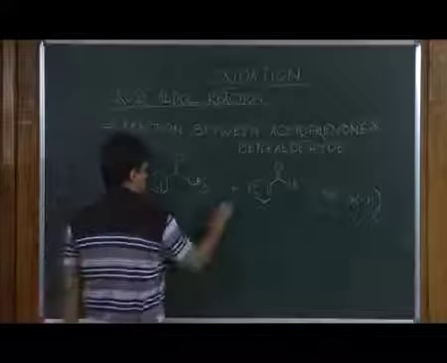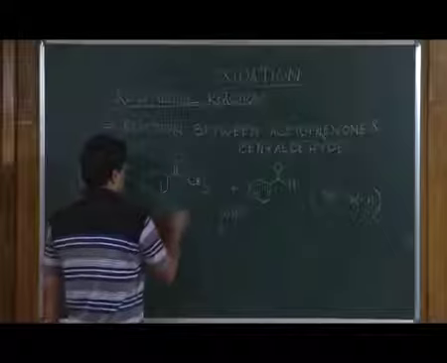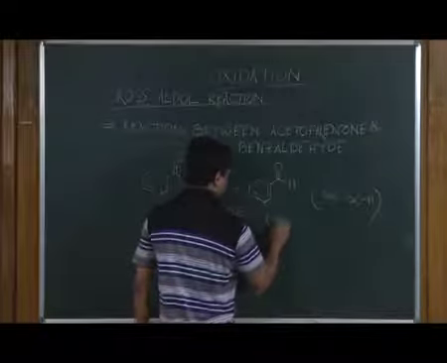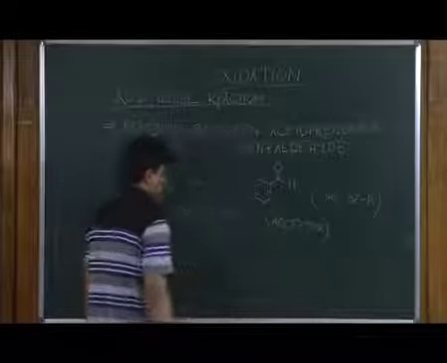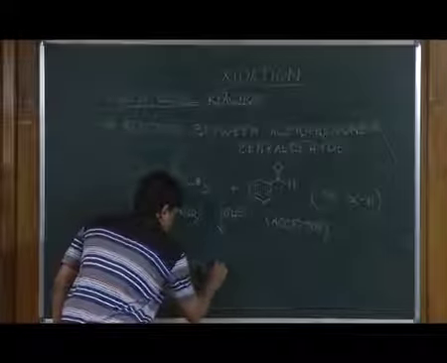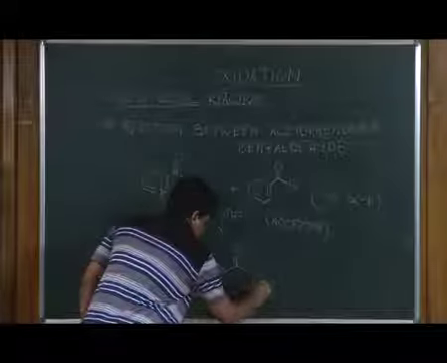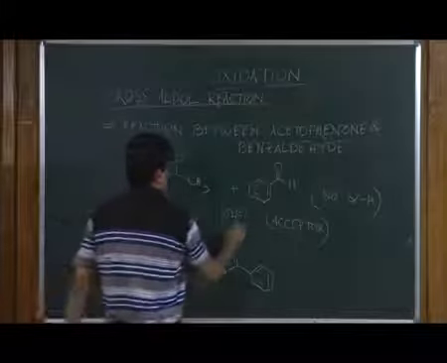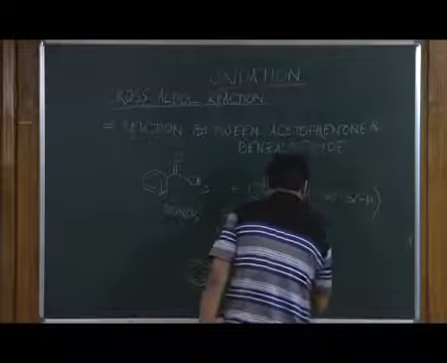So, what happens if you treat with base? This is the donor and this is the acceptor. If you heat it, these parts come from acetophenone and this is from benzaldehyde. So, if you treat with base and then heat it, it is the aldol condensation product.